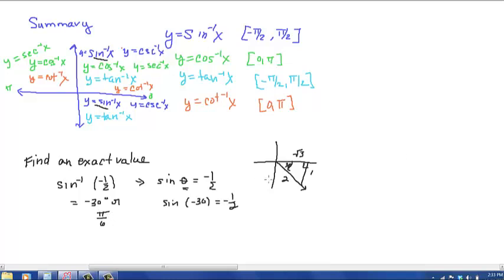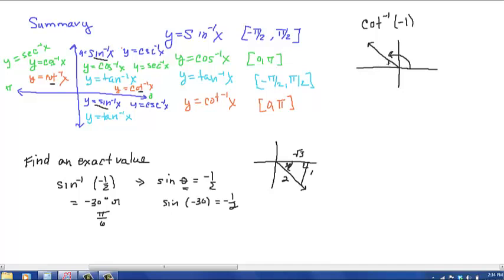What about, let's try cotangent inverse of negative 1. Okay, so when cotangent is negative, when I'm talking about the inverse functions, that was restricted from 0 to pi. So negative cotangent, I'm looking for an angle in quadrant 2. So I'm looking for a quadrant 2 angle.